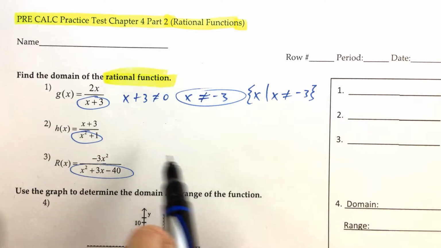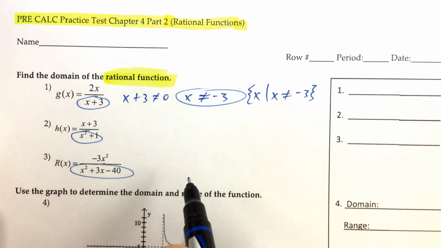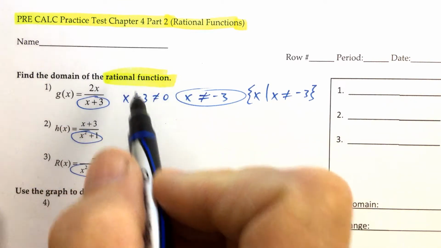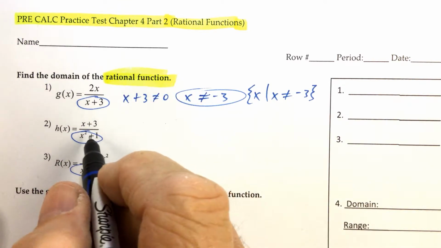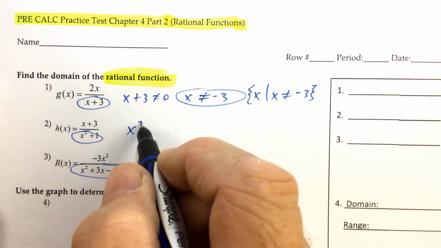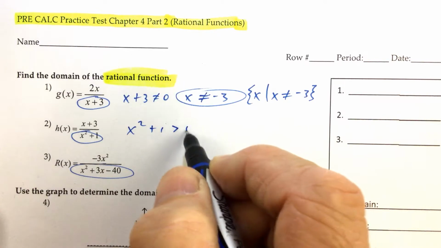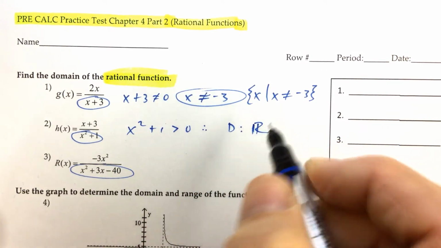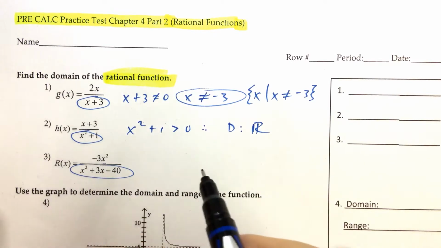So any real number that makes a denominator 0 is either going to be a vertical asymptote or a hole. That's for rational functions. Then if we look at this denominator here, x squared plus 1, x squared plus 1 will always be a positive number. Therefore, the domain is all real numbers, because this denominator can never be 0.